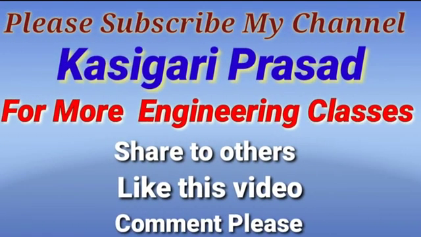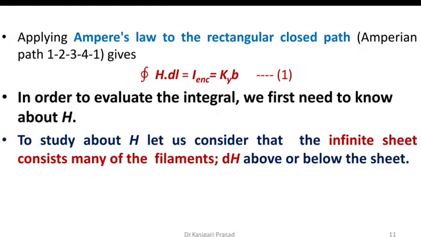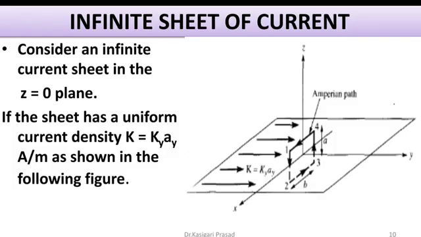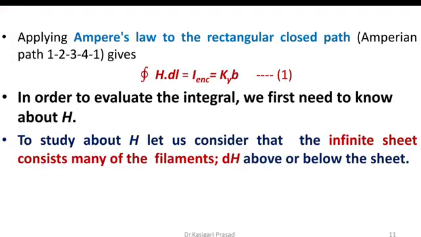Closed integral H dot dL is equal to I enclosed, and that current enclosed is due to the current density Ky that is moving in the y direction, multiplied by the length b, the horizontal distance. That is our first equation. In order to evaluate the integral, we first need to know about H.